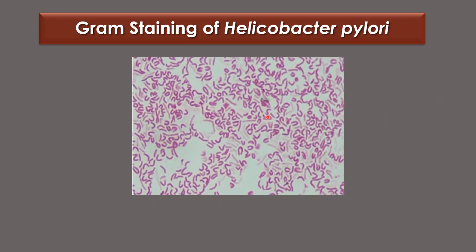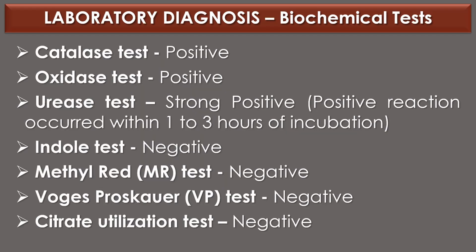This image shows the gram staining of Helicobacter pylori. Biochemical test: catalase test positive, oxidase test positive, urease test is strong positive because the positive reaction occurred within 1 to 3 hours of incubation. Indole test negative, MR test or methyl red test negative, VP test or Voges-Proskauer test negative and citrate utilization test is negative.